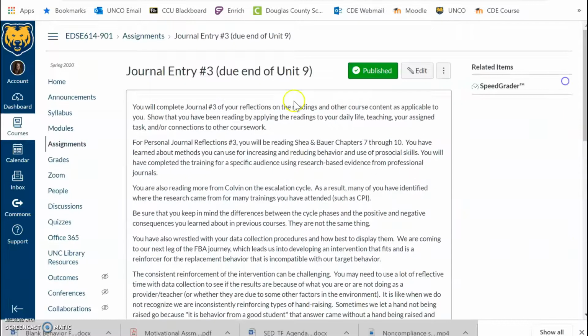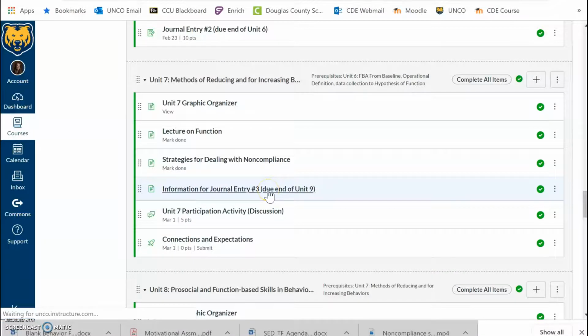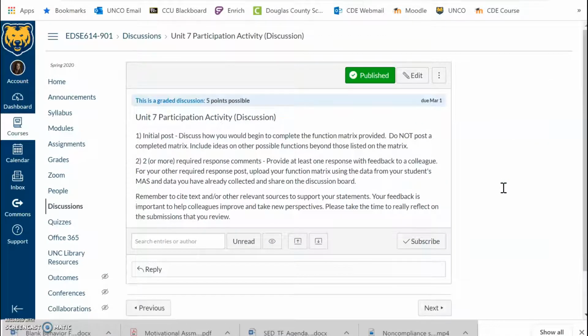We'll go back to the Modules tab. We'll scroll down to our units, and you'll see that participation activity coming up after the journal entry 3 information. So you can see here that the initial post will be a discussion of how you would start to complete the function matrix. You're not going to post your matrix, but you're going to talk about what data sources, interviews, observations, ABC data, what might you use, and then ideas on other functions. If you see something there that is not explicitly listed, feel free to include that. That's a good opportunity to brainstorm, and please do cite text as you discuss these topics in APA format.